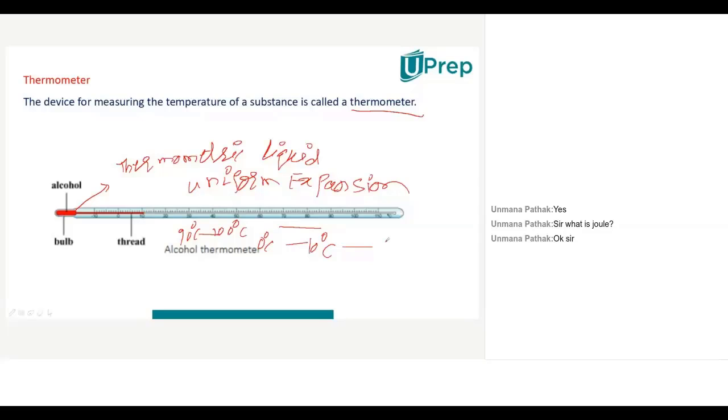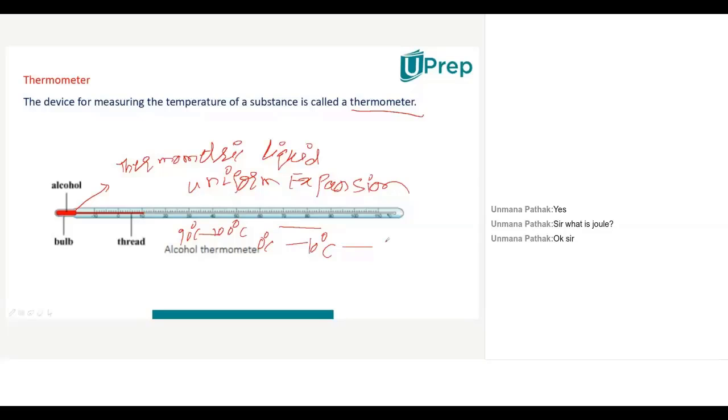Can I say that it has uniform expansion? Yes, very good. Mercury expands and also it can go up, like it can measure a lot of temperature, like very hot and very cold temperature. Okay, so your answer is almost all right. Generally, mercury will have uniform expansion.